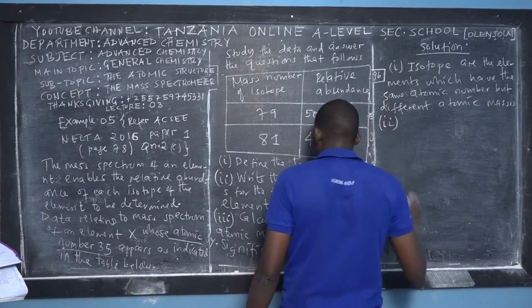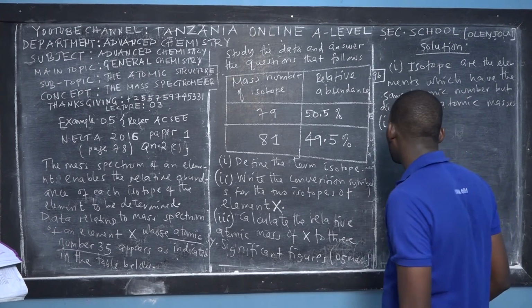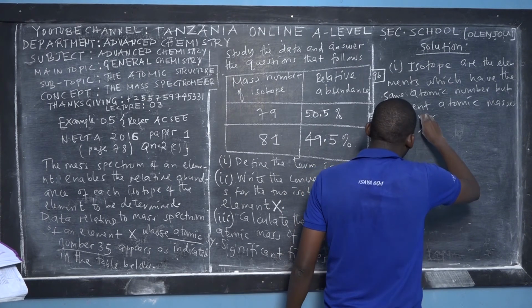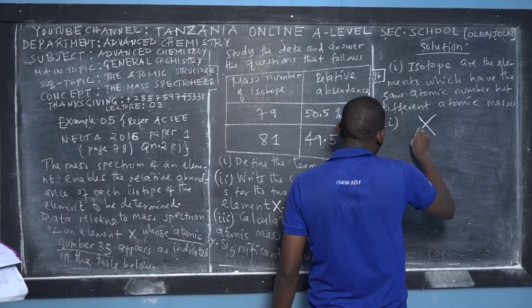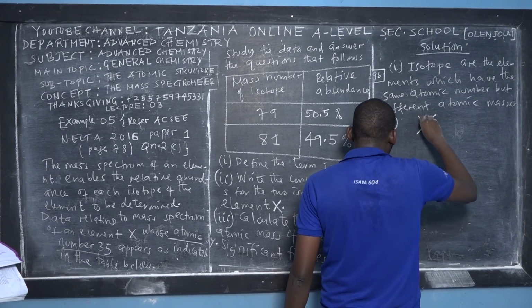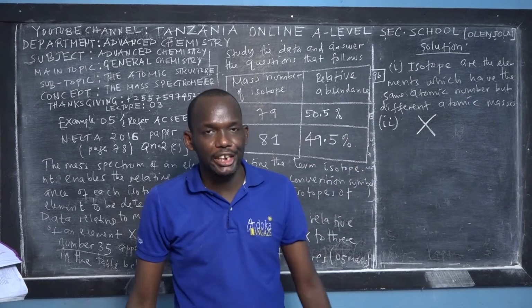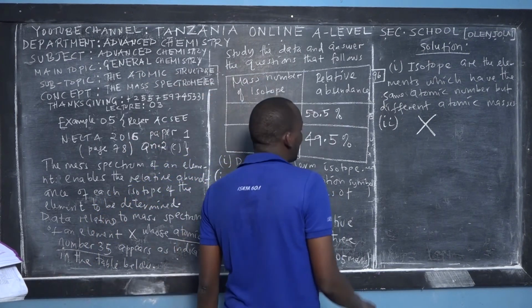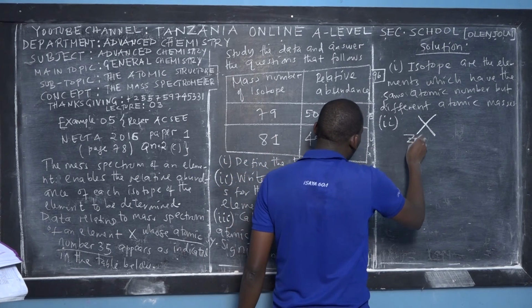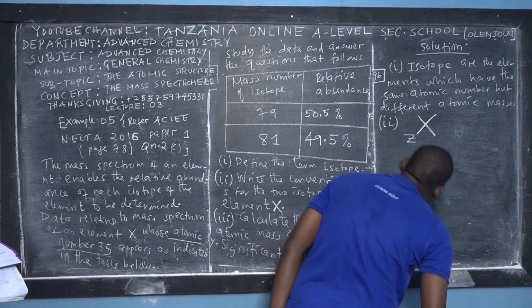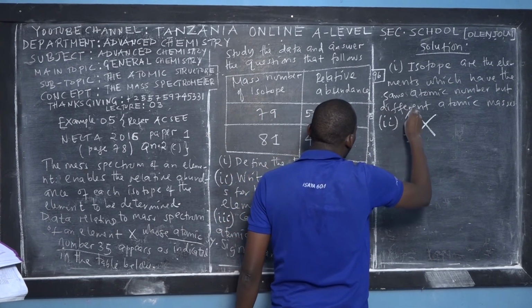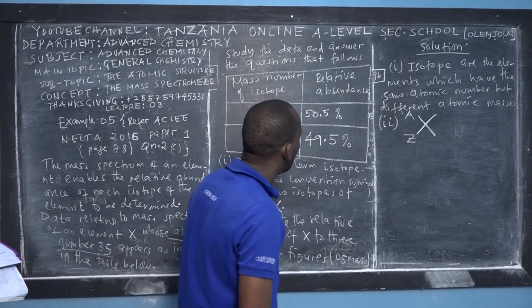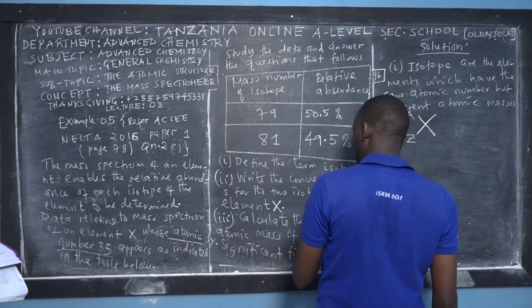Roman 2, I will do it in two conditions. Write the conventional symbol for the two isotopes. The way we write symbols according to O-level chemistry, especially in form 1 and form 2, when we were learning the concepts of isotopes, atomic mass and atomic number in the topic known as atomic structure. When you write here, we have the atomic number, and here as a superscript on the left of the element symbol, we have the atomic mass. So for this, we write the conventional symbols.